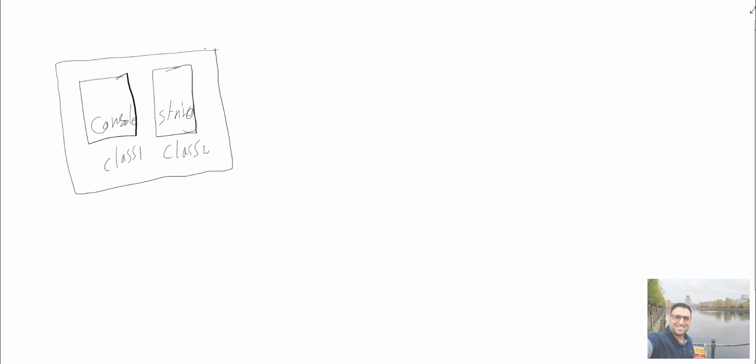So let's assume I have the Console class, which has the Console ReadLine and WriteLine, and the String class, which has everything to do with strings. So this is class 1 and this is class 2. And I could have like 100 more classes. It doesn't really matter. The combination of all the classes forms the namespace. So this is a namespace, and this namespace is called the System namespace.